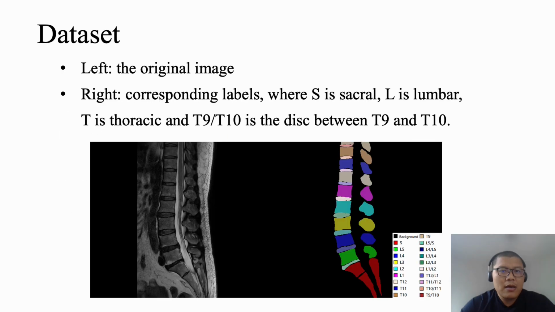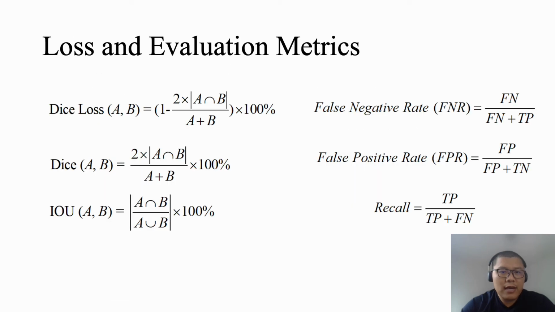And we select the dataset, which includes the original MRI lumbar spine images, and also the ground truth images, as we can see on the left-hand side and the right-hand side. And we choose the dice loss as the loss function, and we choose 5 different evaluation metrics, including the dice metric, the IoU, the false negative rate, the false positive rate, and the recall metric.